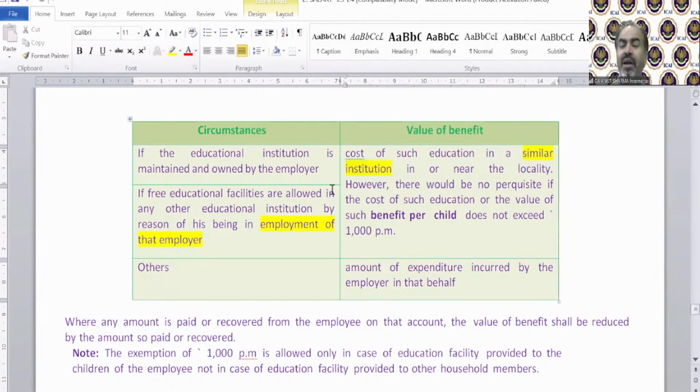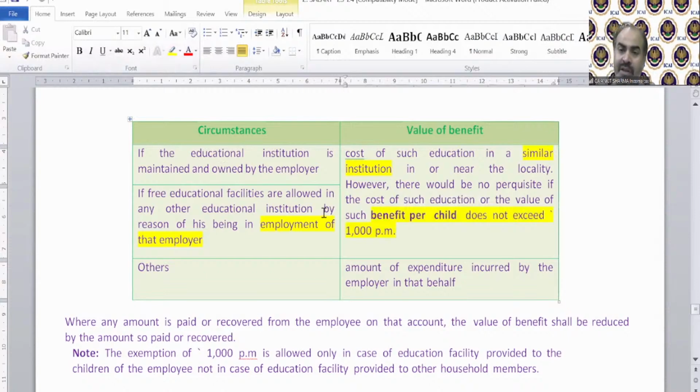We can say that whatever amount the other school is charging, like you are a teacher of your employer, of course, you are teaching in any school and your employer said that your children can also study in that school without paying any fees. So how much taxable value will we see? If my child were to study in a similar institution, then that fee will be the taxable value, but there is a benefit of 1,000 per month per child.